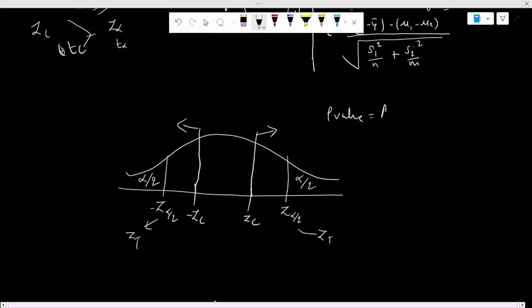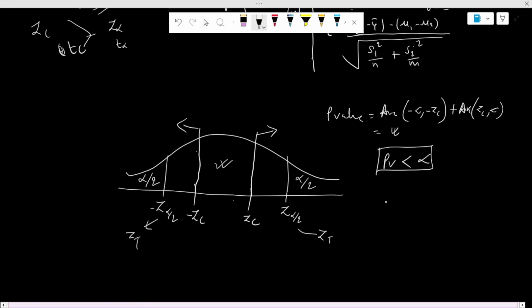So p-value is equal to the area from minus infinity to minus z calculated plus the area from plus z calculated all the way to plus infinity. This is our p-value. Once we know the p-value, here obviously the p-value is greater than our alpha. For this situation, we fail to reject the null. But if our p-value is less than the significance level, then we reject the null and we make our decision in favor of the alternative hypothesis. This is true even for the chi-square test or any other test.